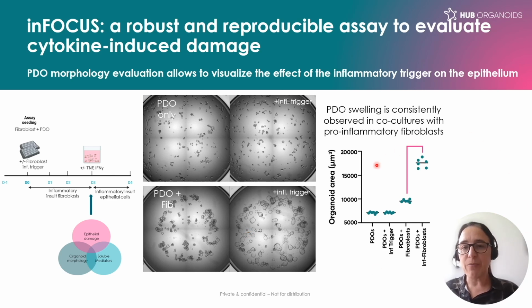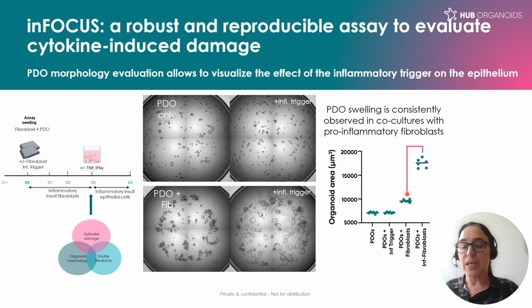And actually, we are able to measure what we call organoid swelling, because each individual organoid increases in area in these co-culture wells. So we now have an image-based readout where we can measure organoid area, and again, as the pictures were showing, we don't see any changes in organoid area when we add the trigger that induces inflammation in fibroblasts to the organoids.